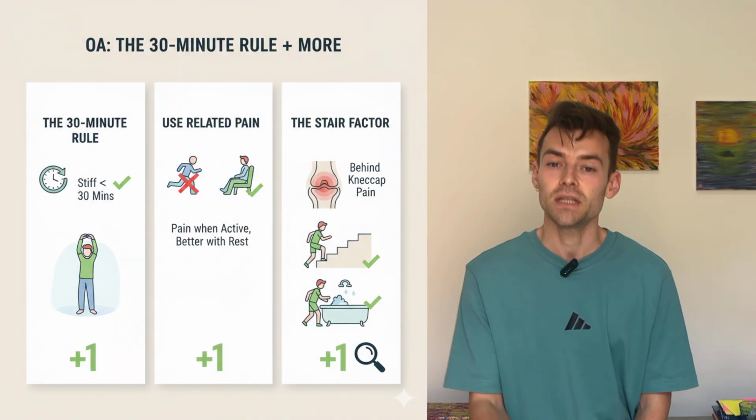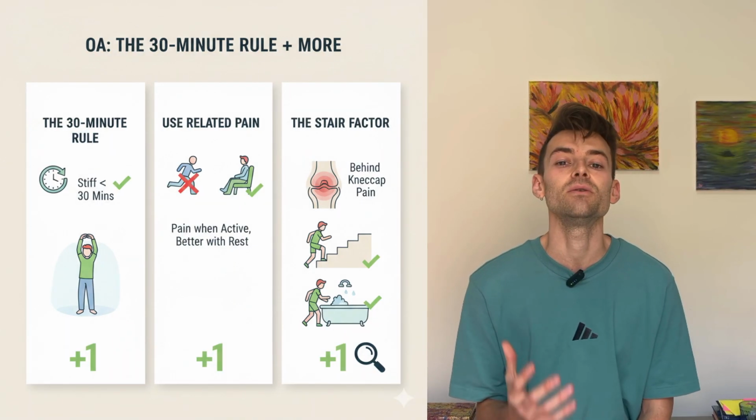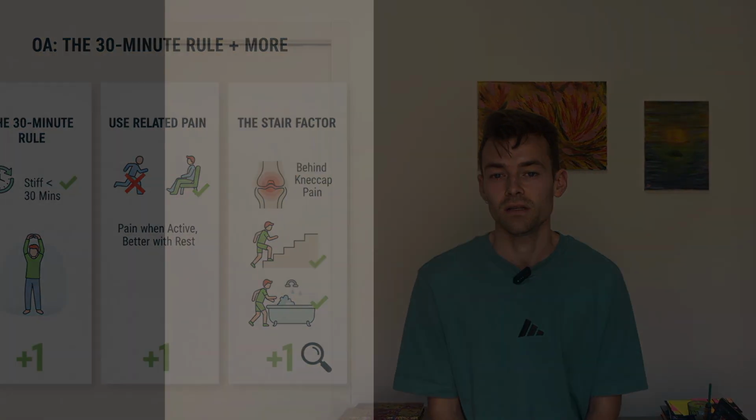The next one is pain with use. This is another classic sign of osteoarthritis, is that when you are active and moving, you feel more pain and stiffness compared to when you are sitting down and resting and doing nothing. Finally, another sign is having a lot of difficulty going up and down the stairs, particularly if you report pain at the front of your knee around your kneecap when you go up and down the stairs. That is another good sign that we are dealing with potentially knee osteoarthritis.